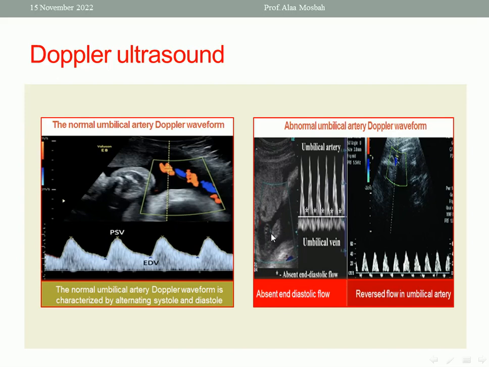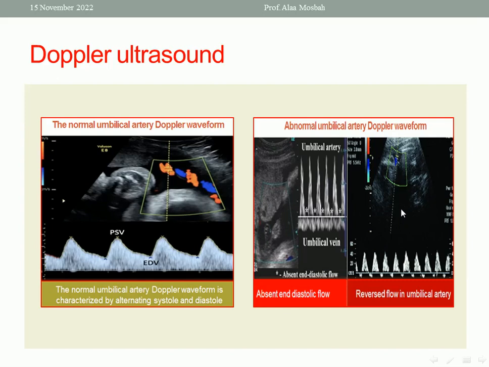As you see in the other picture, on the right side, this is the abnormal. On the left side, this is the normal. On the right side here, you can see the absent end diastolic flow. There is no end diastolic flow here. This part is not present, as you see here. Absent end diastolic flow.